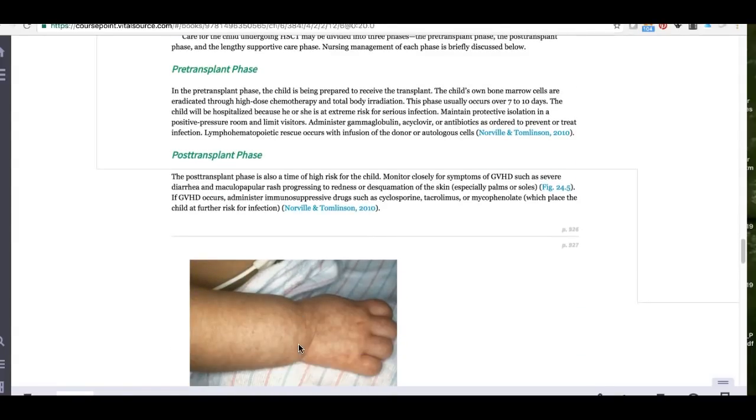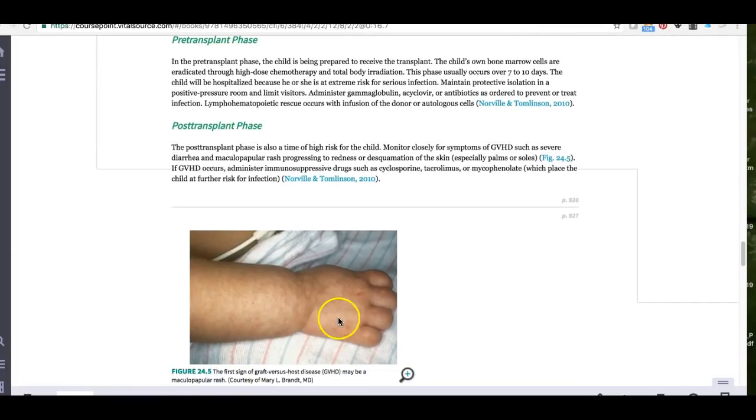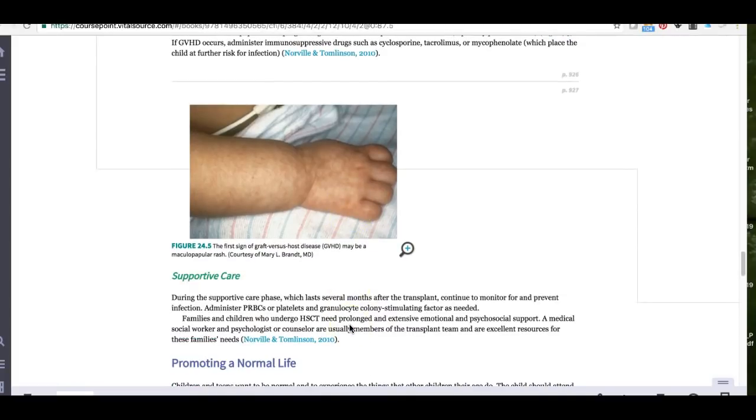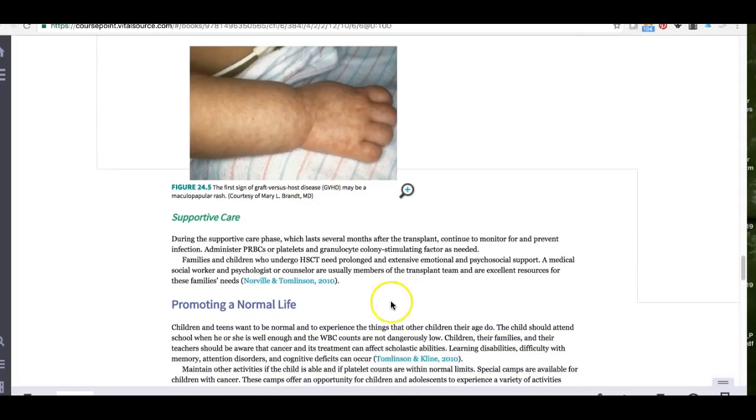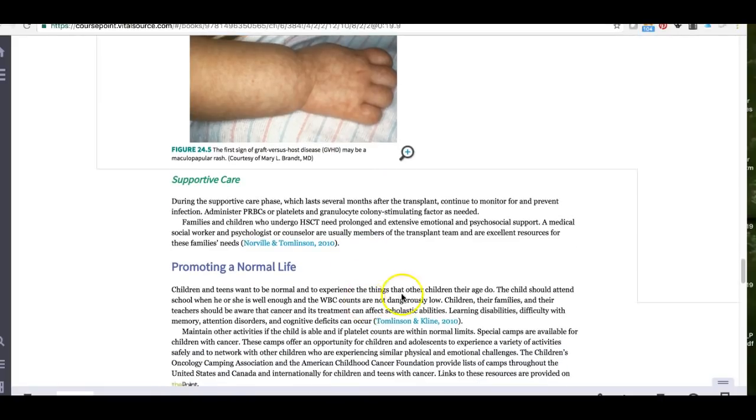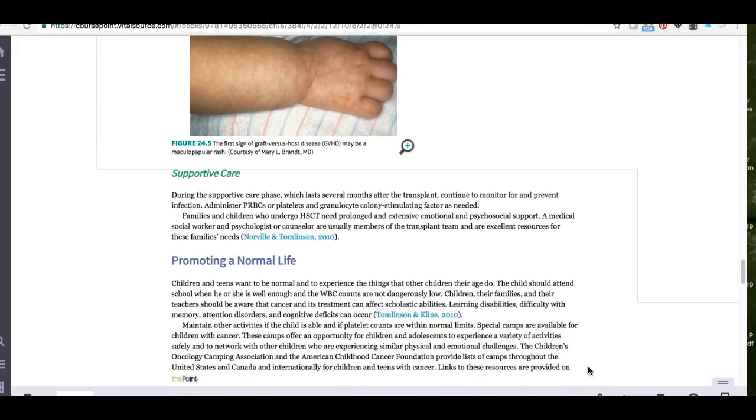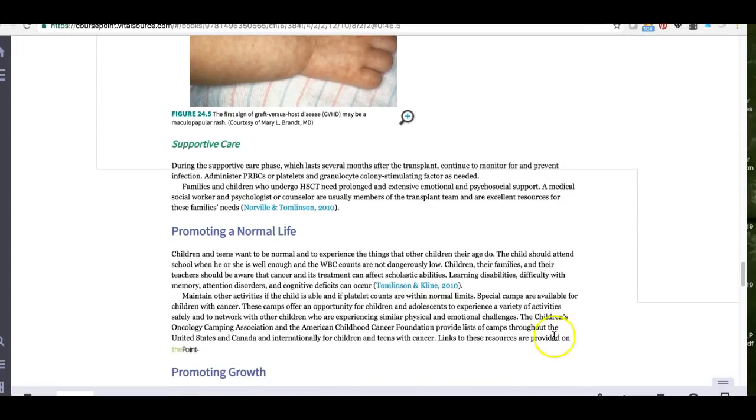During the post-transplant phase, you want to look for graft versus host disease, and this is what you might see. Some diarrhea, sometimes some vomiting, and then this little rash right here. So a good skin assessment is very important. And then afterwards, support. They usually see the oncologist very frequently, and then they work with child life and social work just to kind of promote a normal life, and most of the time it's successful.